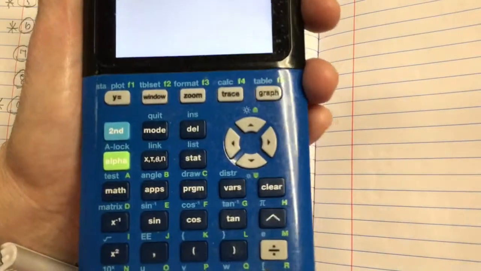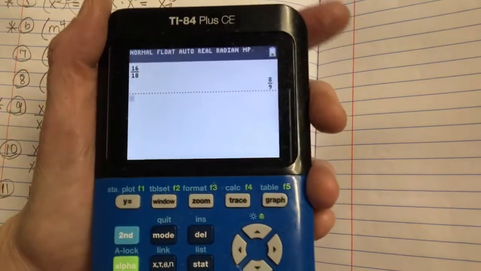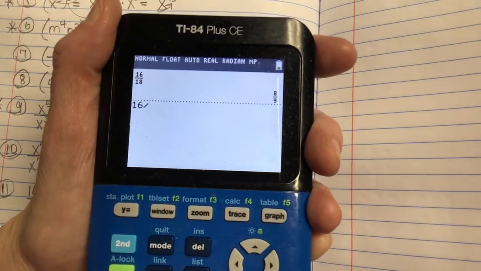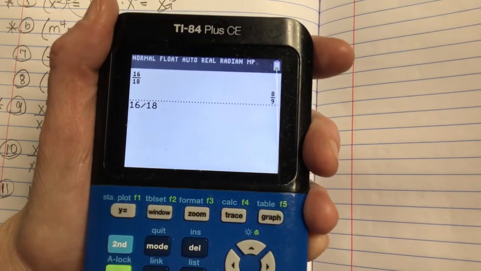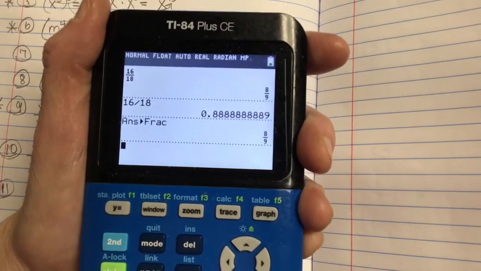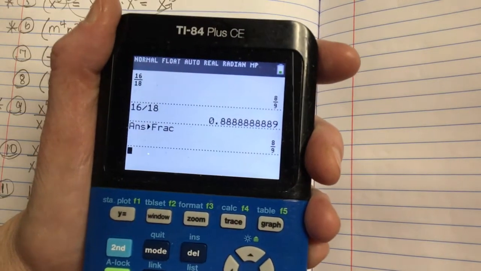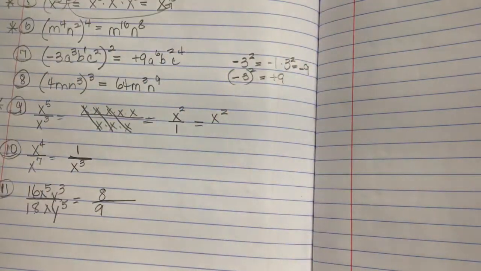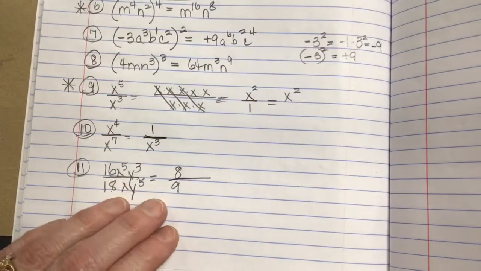Now, I like to do it this way. 16 over 18 means 16 divided by 18. So I do 16 divided by 18, treat it as a division problem, and then I just do math frac and change it back to a fraction. To me, that's quicker. That's just the way I've always done it. So either way, if you need to reduce a fraction, that's a great way on the ACT.